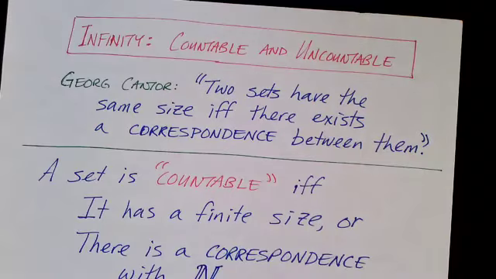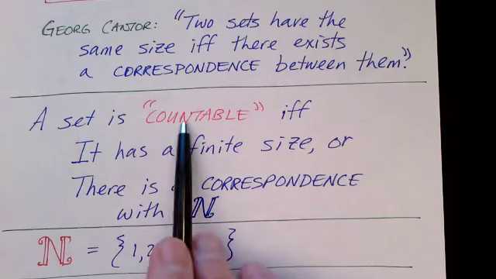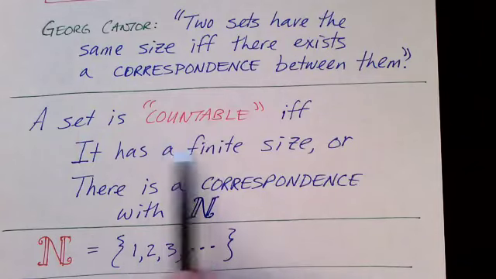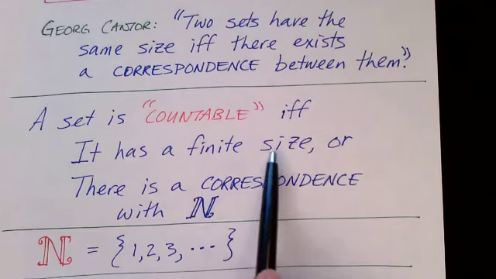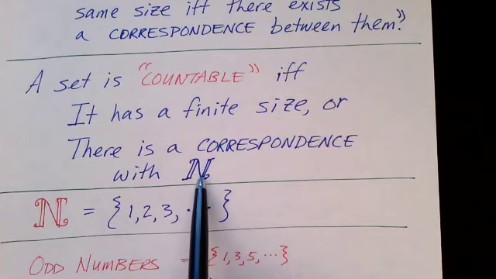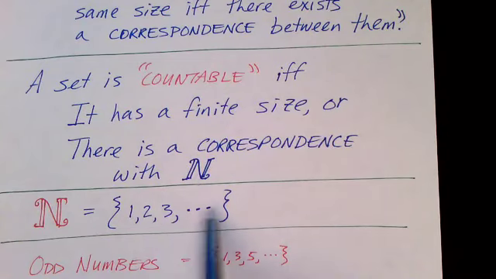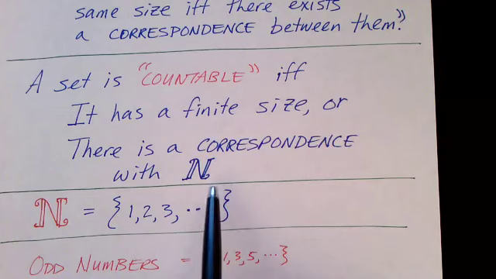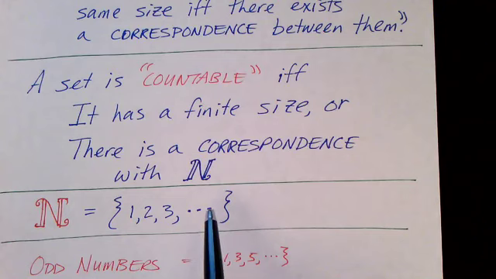And our second definition that's useful is we say a set is countable if it has either a finite size, for example, if it has 17 elements, it's countable, or if it's infinite and there's a correspondence with the natural numbers. Remember, the natural numbers start at 1 and go on up, 1, 2, 3, and so on. So we talk about a countably infinite set if we can put it into correspondence with the natural numbers.